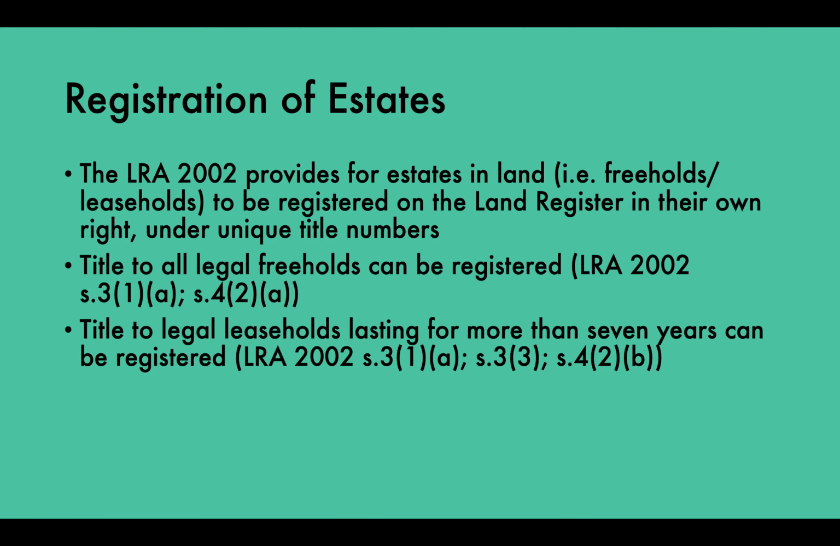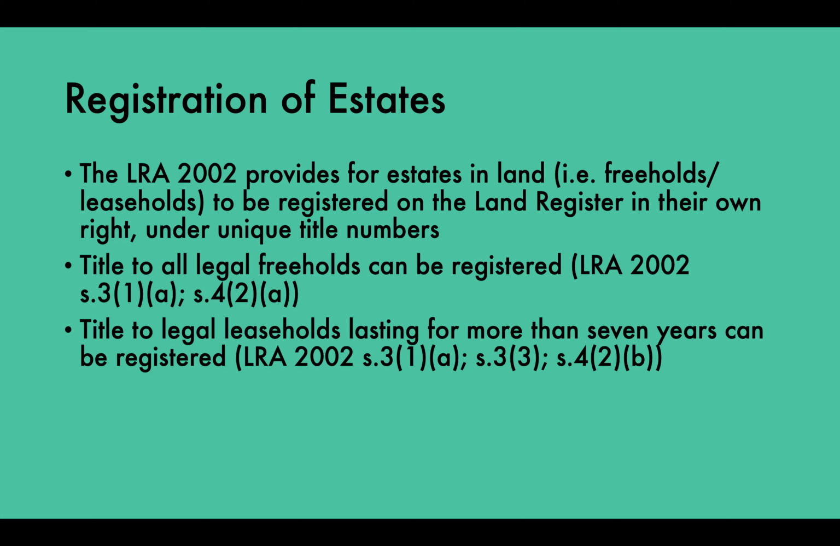So what exactly is registered on the Land Register? The answer to that is estates in land. The Land Registration Act 2002 provides for estates in land, so that's the freeholds and leaseholds, to be registered on the Land Register in their own right under unique title numbers. So you can register your estate on the Land Register and the estate will be given a number. Title to all legal freeholds can be registered, and title to all legal leaseholds lasting more than 7 years can be registered too. You can find the specific provisions in the Land Registration Act 2002 for that.